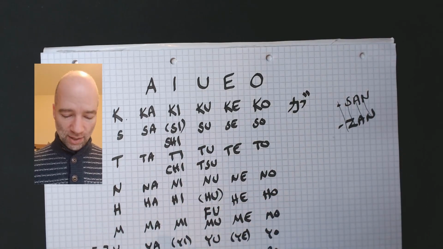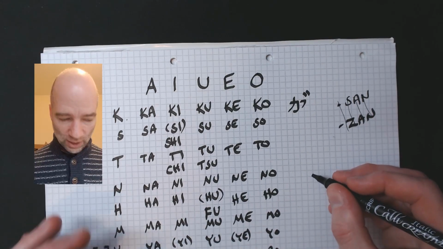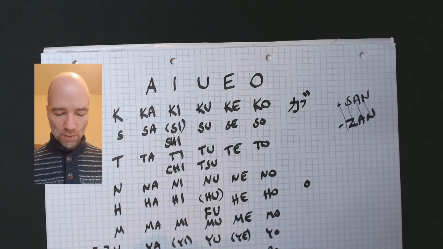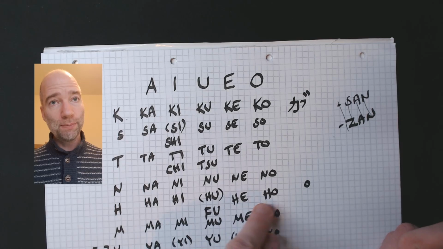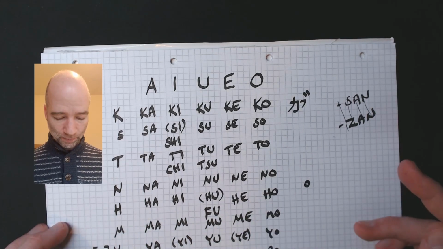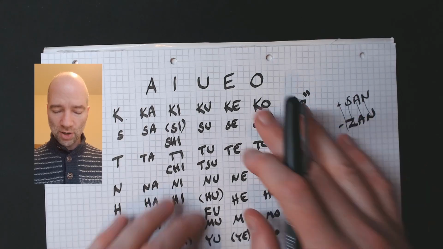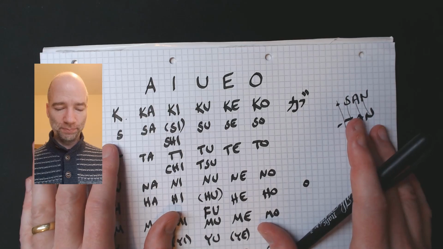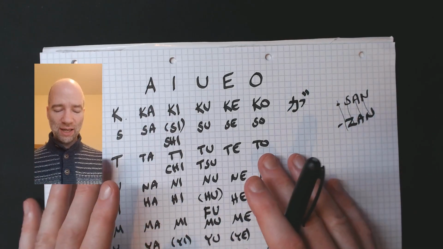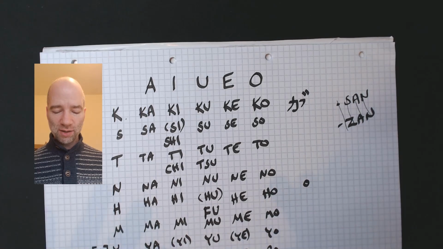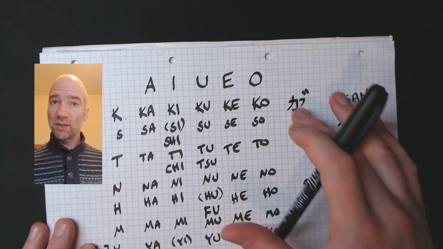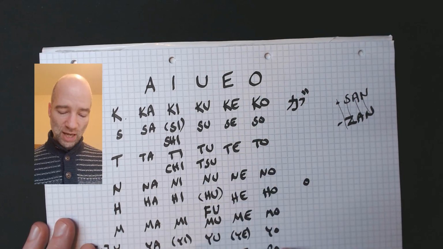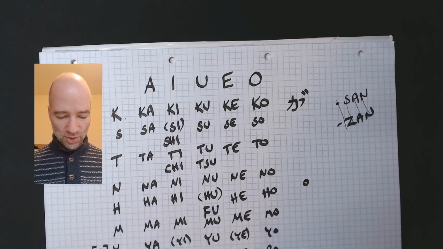And then there is another mark you can put on, which is a little circle instead, like so. And then it becomes pa, pi, pu, pe, po. So those are the diacritic marks that add more letters to the syllabary. So those are the sounds, with the extra voicings, that are all the possible syllables of modern Japanese. Except there is actually one more thing to point out as well.